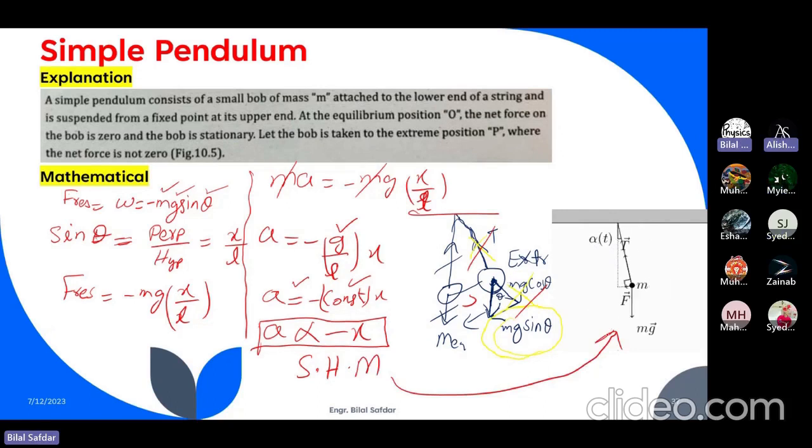g is constant, and L is the string length. We are not changing the length of the string that is attached to the bob, so it is also a constant value. But x is changing because it is a displacement from the extreme to the mean, and then to the other extreme. That's why x is the variable, and g and L are constant values.